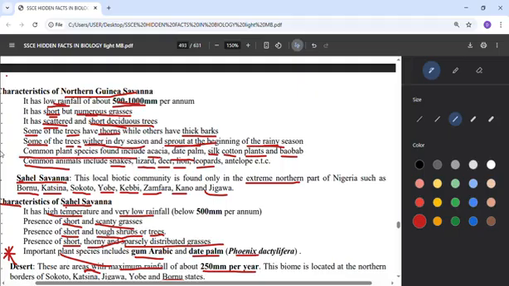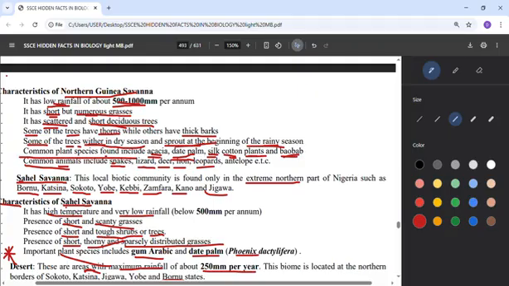rainy season. So common plant species we can find in this northern Guinea savanna, we have acacia, we have date palm, we have silk cotton plant, we have baobab. So what about the animals that are commonly found in northern Guinea savanna? We have snake, lizard, deer, we have leopard, we have antelope, we have lion.